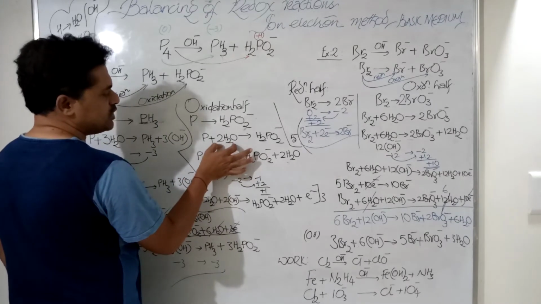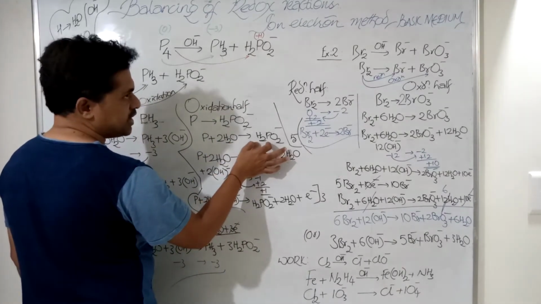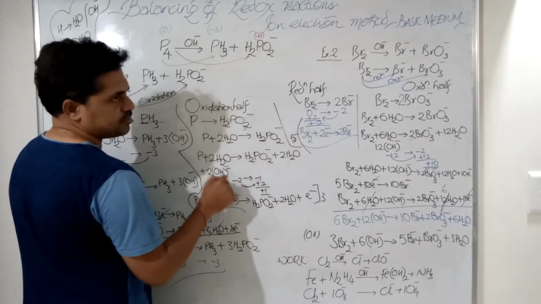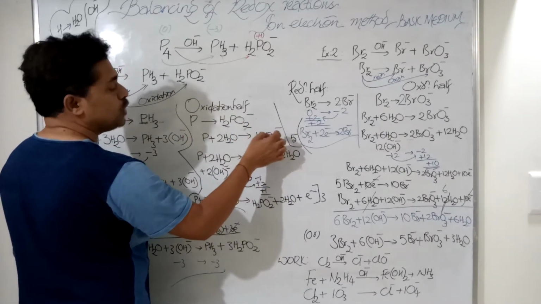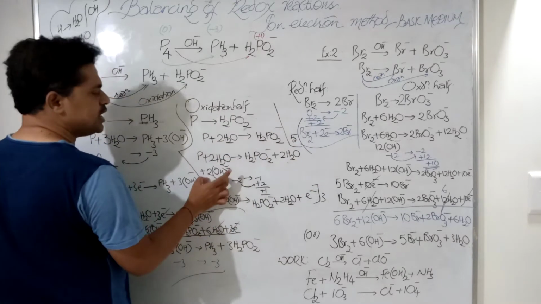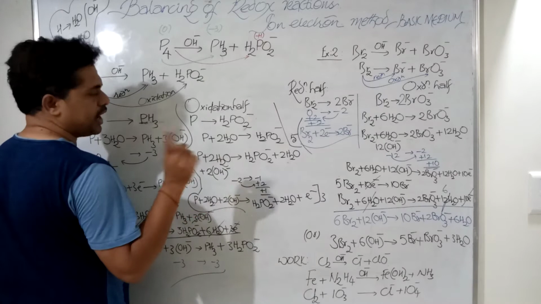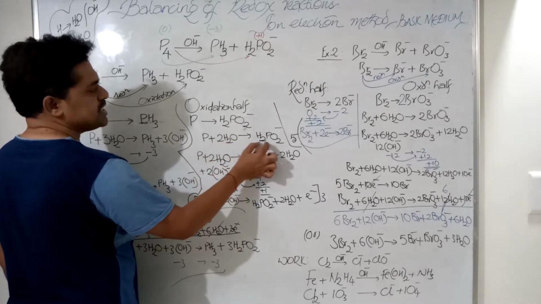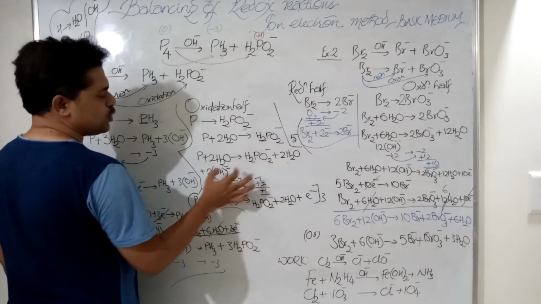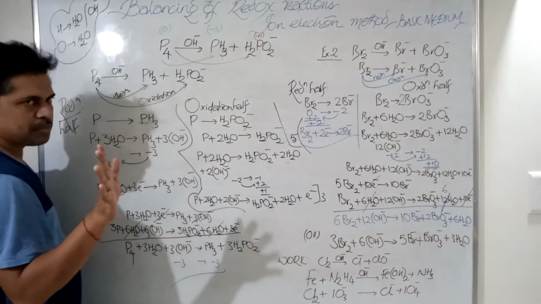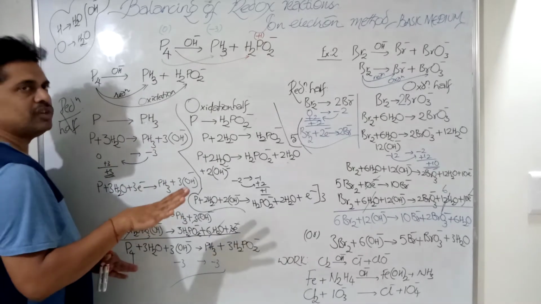2H2O means 4 hydrogens here, and here 2 hydrogens are there. So you need 2 hydrogens on the right hand side. So you need to add 2 water, and immediately on this side 2 OH minus. When you are balancing oxygens, only water. But when you are balancing hydrogens, water as well as OH minus immediately. This is the only difference between acid medium and basic medium. Relax, you will understand easily.